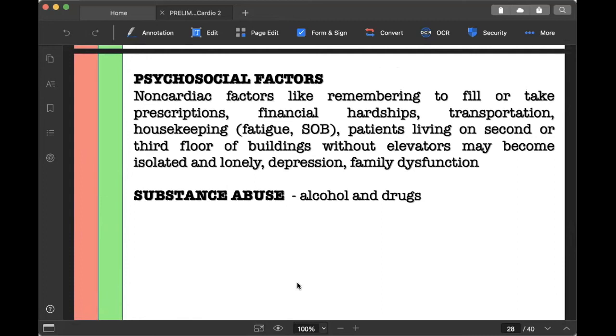Now, patients living on second or third floor or buildings without elevators may become isolated and lonely, depressed, and will have family dysfunction. It's because they always feel that they are useless. It's because they cannot work. They cannot do ADL, because they will be experiencing shortness of breath as soon as they start to work. Substance abuse, just like alcohol and some sort of drugs.